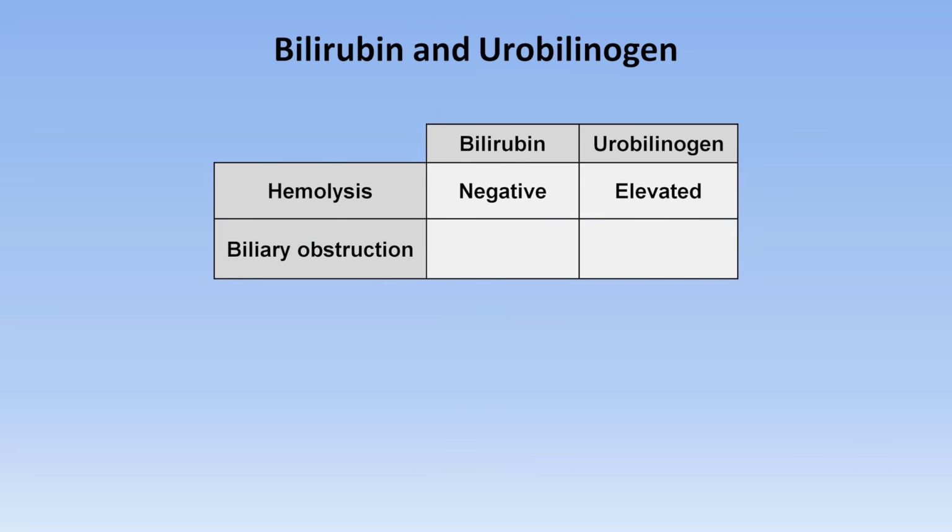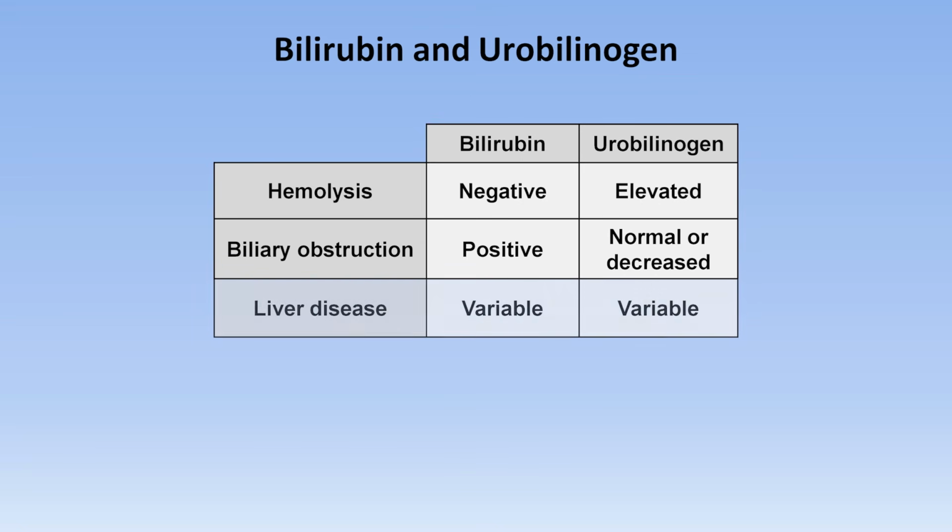In biliary obstruction, in which the liver is unable to excrete the bilirubin, it will begin to build up in the blood and some will spill into the urine. Occasionally, urobilinogen may be normal, or if the obstruction is severe enough that no bilirubin is making it into the GI tract, urobilinogen in the urine may be dramatically reduced. In other forms of liver disease, urine bilirubin and urobilinogen can be quite variable depending upon the circumstances.